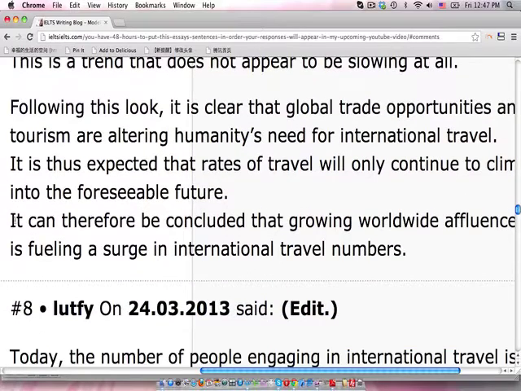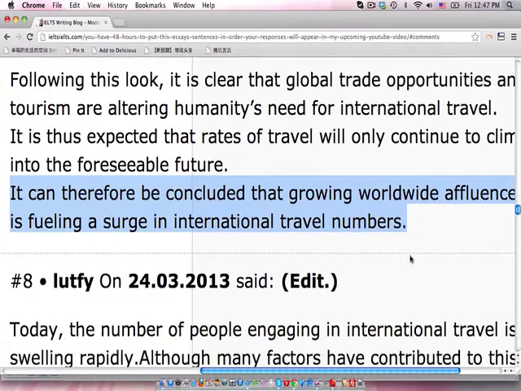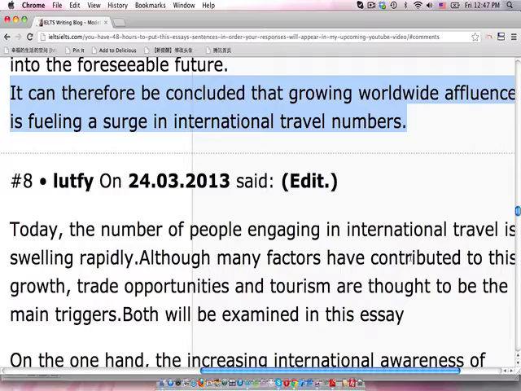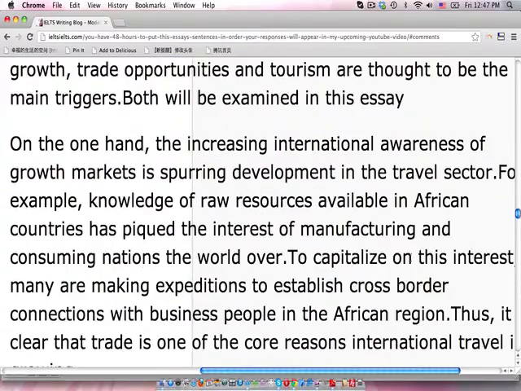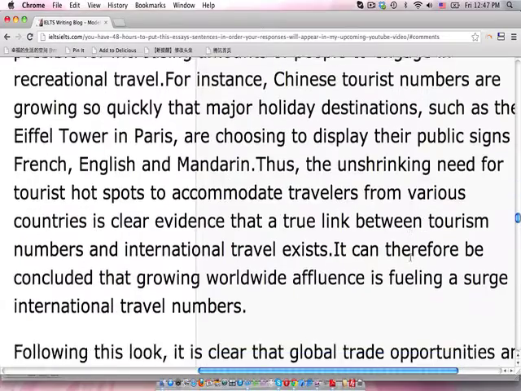Yeah, and so this is not the conclusion to the essay. This is the conclusion to one of the supporting paragraphs. Lutfi, good job. You're one of the 6 that got it correct. Well done.